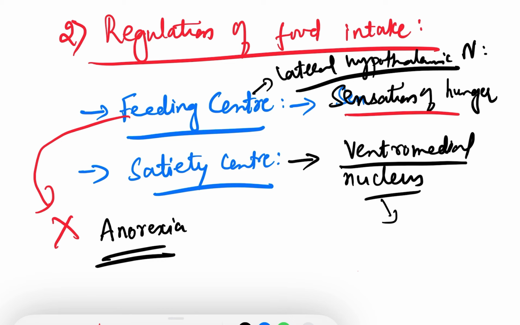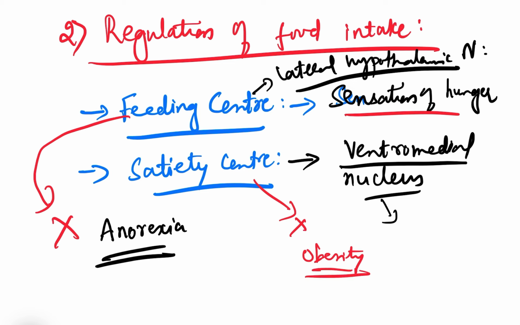If this center is damaged due to some cause, then the person will not feel satiety, and they will go on eating continuously. That will lead to obesity. So there is a balanced activity of these two centers which maintains the food intake. Actually, the feeding center is continuously firing, and the satiety center has an inhibitory control over it. So it will help in maintaining the food intake.